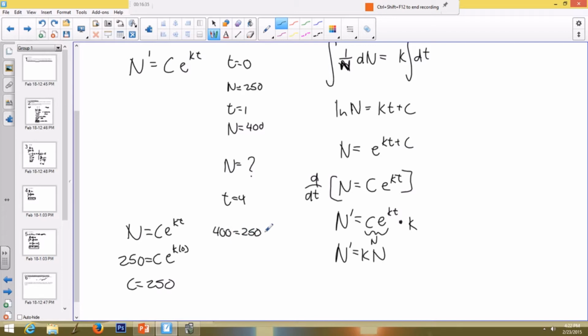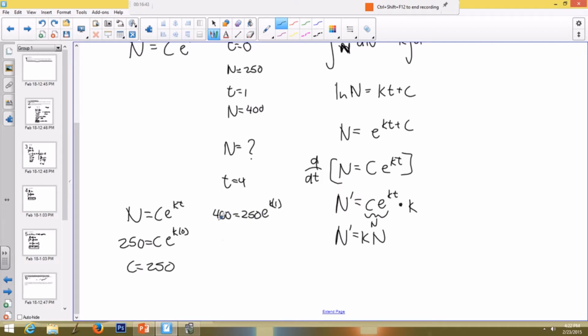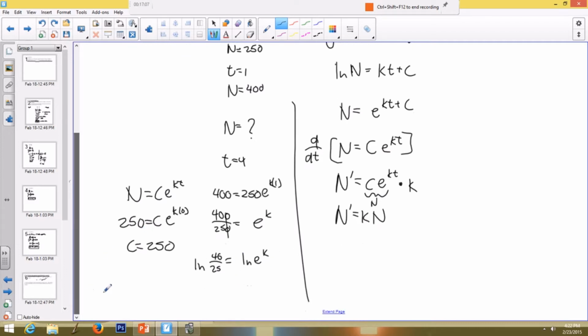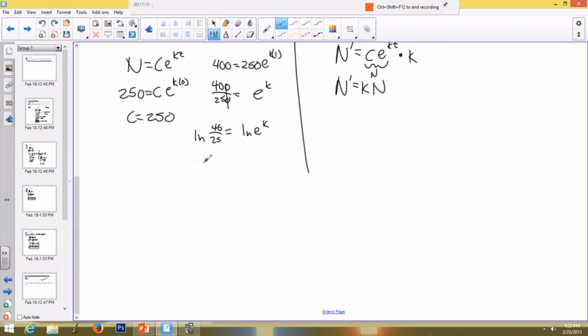I can use that 250 for the second one and say N equals 400. 250 is my new value for c, e to the k times 1. And now we can solve for just e to the k. So I'm going to divide both sides by 250. So I've got 400 over 250 equals e to the k. When we're solving for an exponent, remember from a ways back, you're going to take the ln of both sides. So the natural log of 40 over 25, I hope you don't mind that I cancel my zeros, equals the ln of e to the k. The k comes down and cancels because ln of e to the 1 is just 1. So I end up with k equaling the ln of 40 over 25.